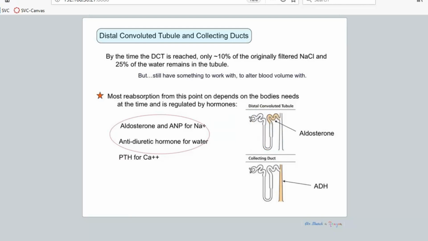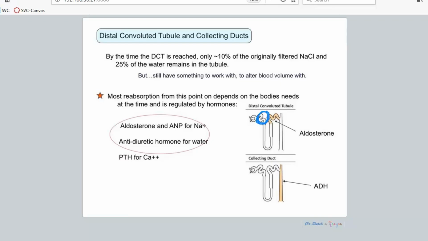And what happens in the proximal convoluted tubule? This is where reabsorption begins. So we're taking filtrate and we're returning it to the blood. Why are we doing that? Why are we returning things to the blood? We're doing it to maintain blood chemistry.